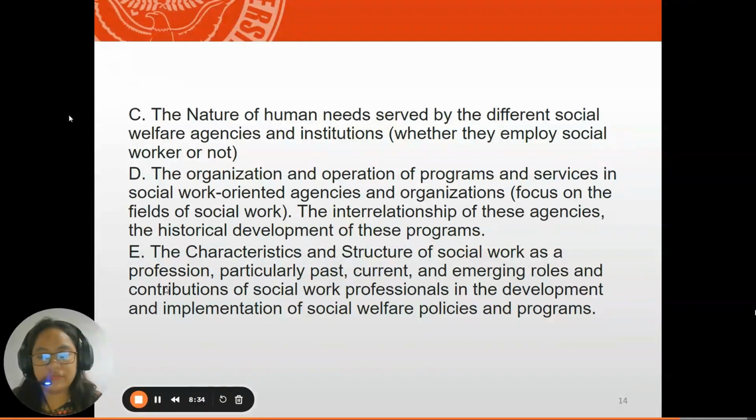So, the nature of human needs served by the different social welfare agencies and institutions, whether they hire social workers or not, the planning and implementation of programs and services in social work oriented agencies and organizations, the relationship between these agencies as well as the historical development of these programs. The characteristics and structure of social work as a profession with a focus on the past, present, and emerging roles and contributions of social workers in the development and implementation of social welfare policies and programs.